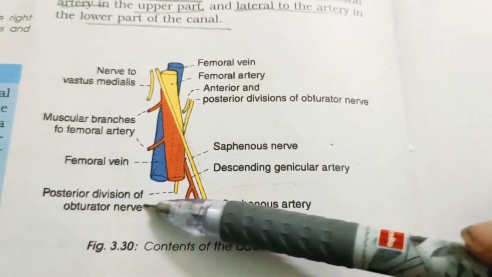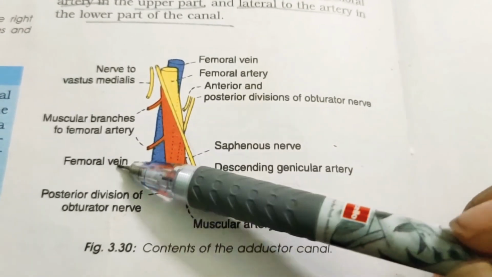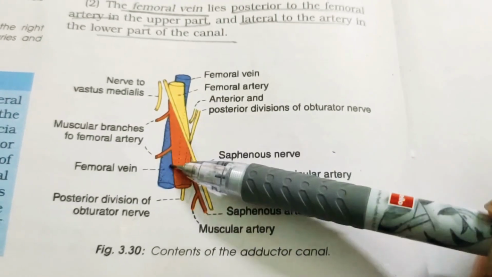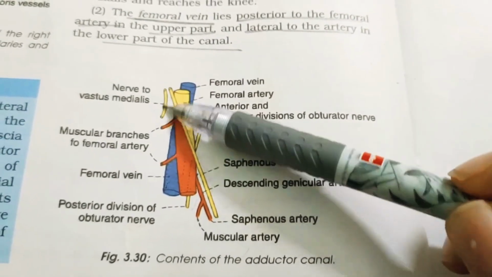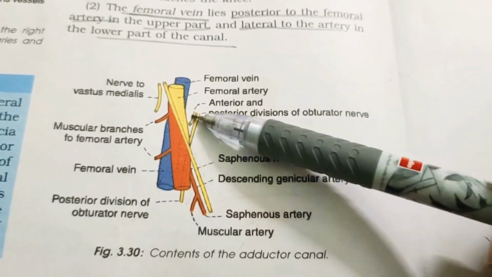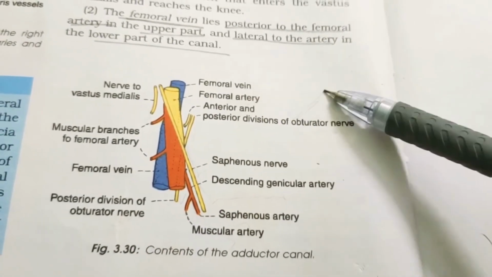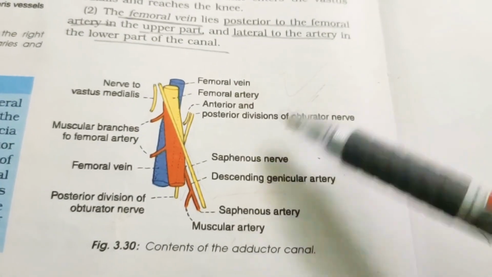This is the posterior division of the obturator nerve. This is the femoral vein. These both are the muscular branches of the femoral artery, and this is the nerve to vastus medialis. This is the anterior and posterior division of the obturator nerve. As we discussed just now, you can correlate the topic with this diagram.